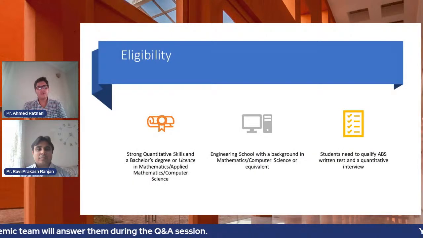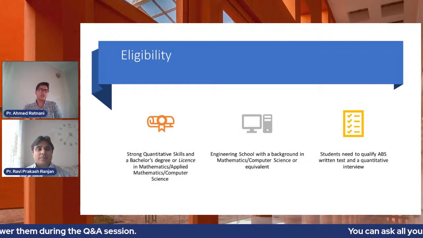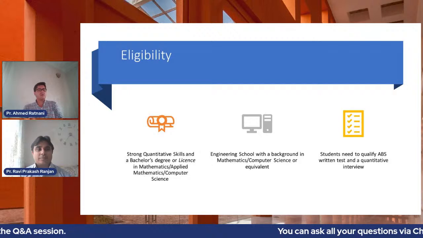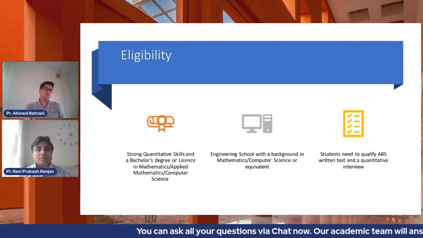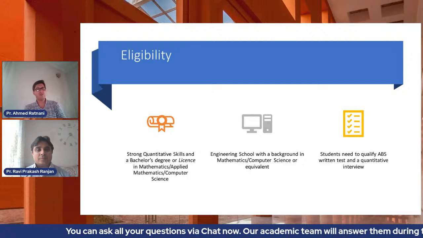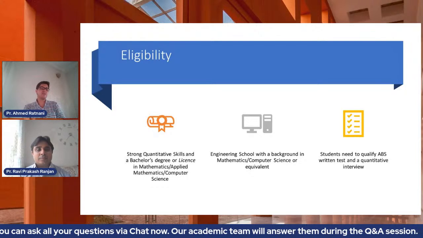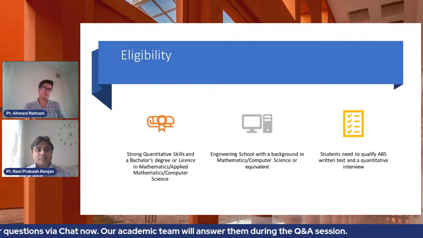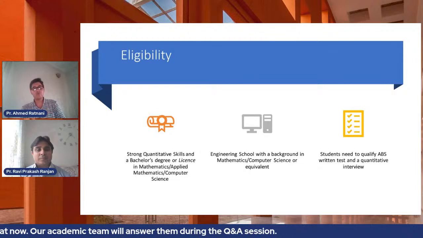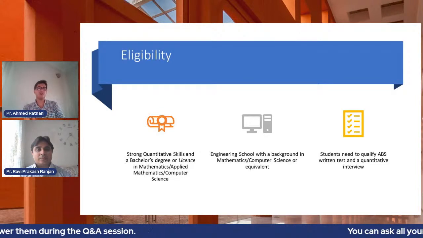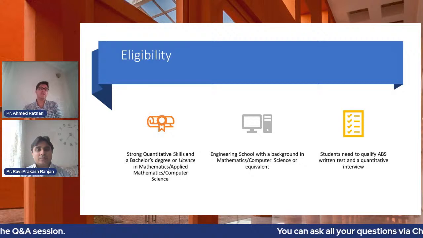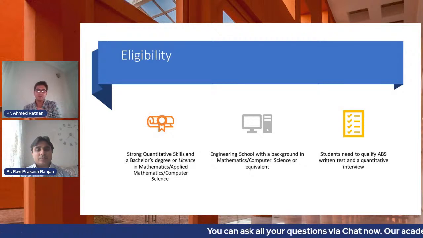So we can talk a little bit about the eligibility. This program is a master program, so it is open to students who have strong quantitative skills from a bachelor or an engineering school in mathematics, applied mathematics, and computer science. These are basically the people who enter the program.